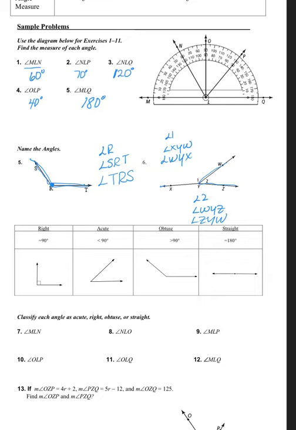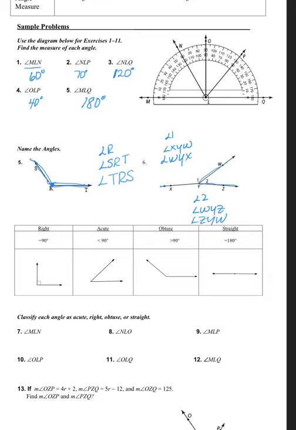So that's what we do when we name angles. If you've only got one, you can name it by its vertex, or you use the 3 letters with the vertex in the center. Or if it's got more than one angle at the same vertex, you can't really use the vertex as its name, but you can use a number or you can use the 3 letters.